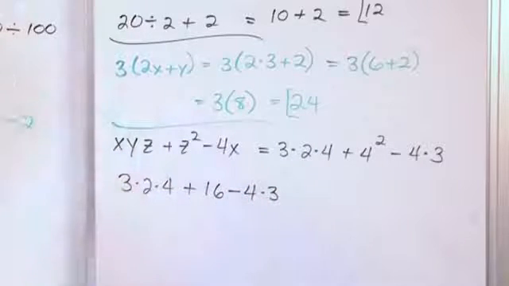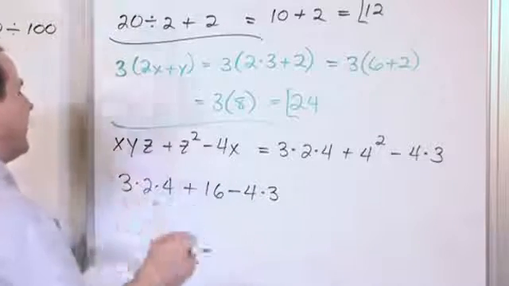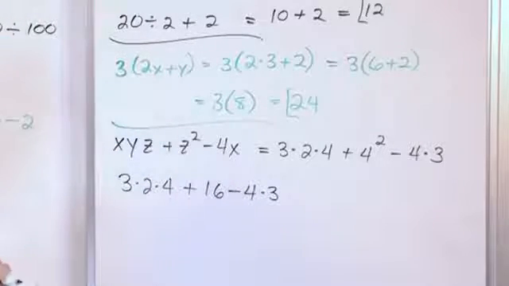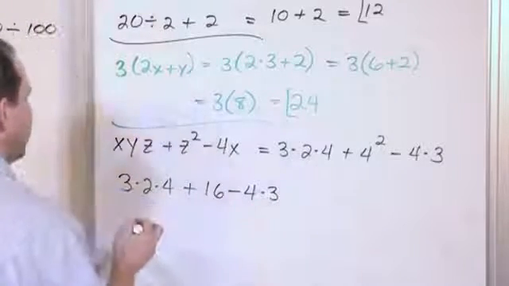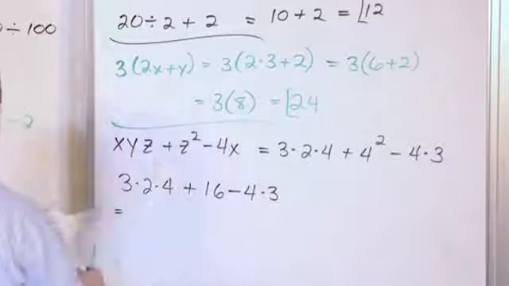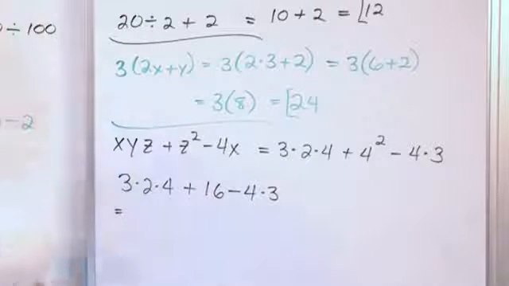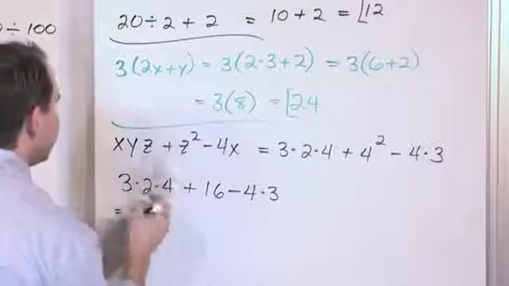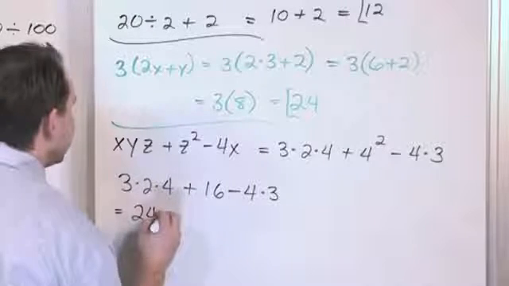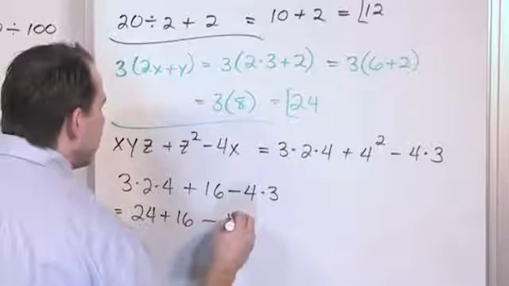Don't do anything yet. Now we go back through it. No parentheses, no exponents. Do we have any multiplication or division? That's the next most important thing. We have lots of multiplication here, so let's do that stuff. So what we have is 3 times 2 is 6, but 6 times 4 is 24. So all of this multiplied together is going to give you 24 plus 16. And we can do this multiplication on the end. 4 times 3 is 12.